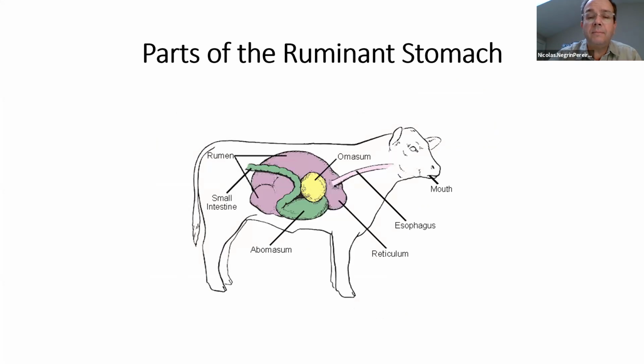So here we have a diagram. Again, the esophagus, the reticulum, which is normally where the heavy objects ingested by the animal and the large particles of forage or feed will end up landing. And then we have the rumen, which is the larger sac and is sometimes divided into a dorsal sac and a ventral sac, followed by the omasum and the abomasum, sometimes called the true stomach, because it is what we refer to as the glandular stomach, which resembles pretty much the stomach of a monogastric, and then it is continued by the small intestine and the large intestine.